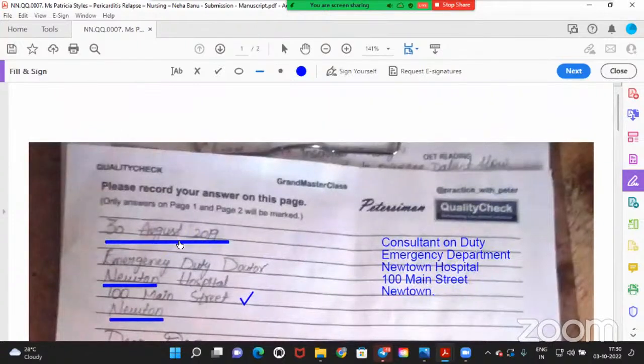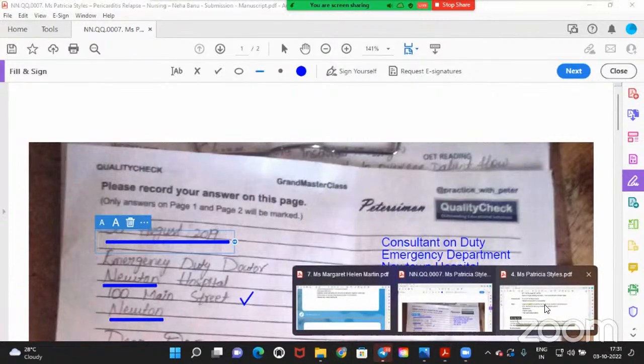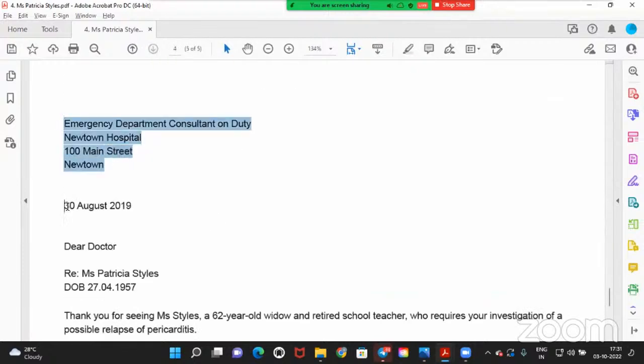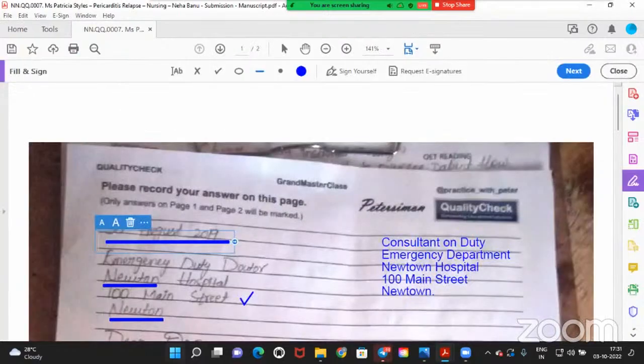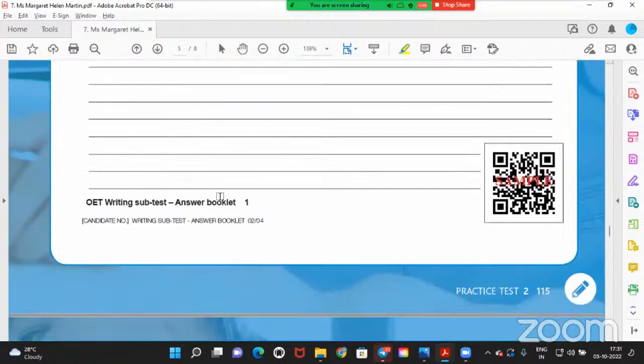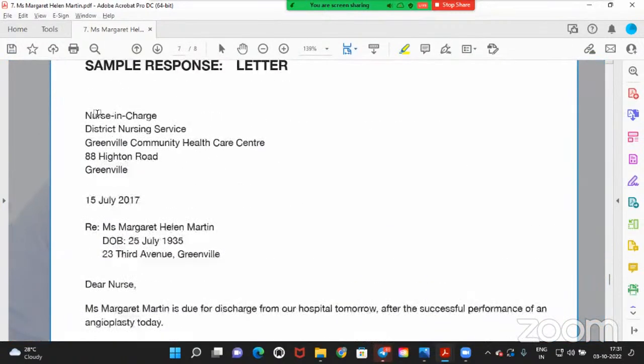Okay, address first, date next. Don't write like this, because in all the official letters, so even in our Patricia Styles case, it's an official letter. You want to see, you can see. See, first address, then date. First address, then date. Then why are you writing date first? If you want to see another letter also, I can show you. So here, see this letter. This is Margaret Helen Martin. See this letter also. First address, then date. And why are you writing the date first? I hope you'll understand what I'm telling you.